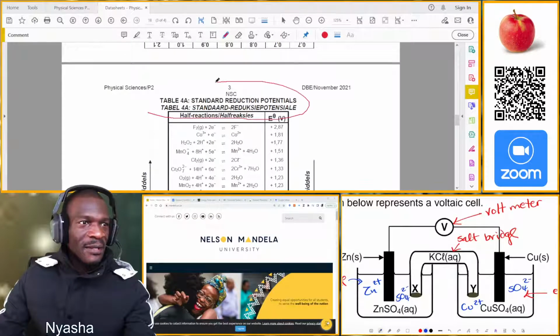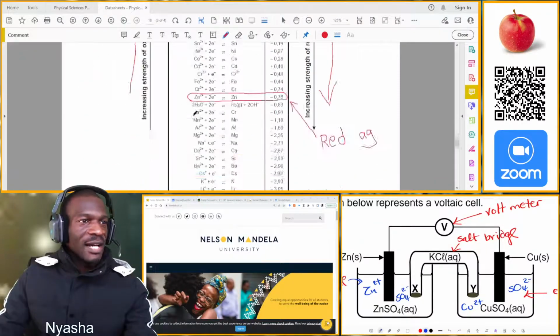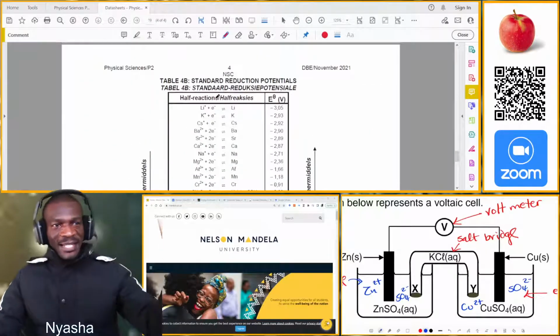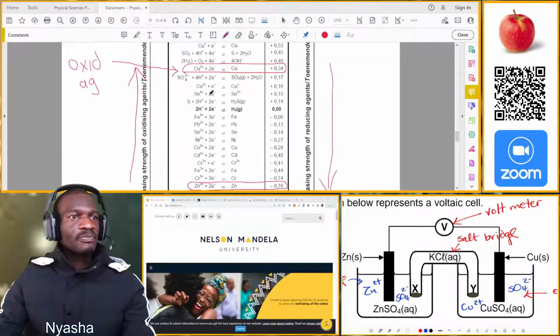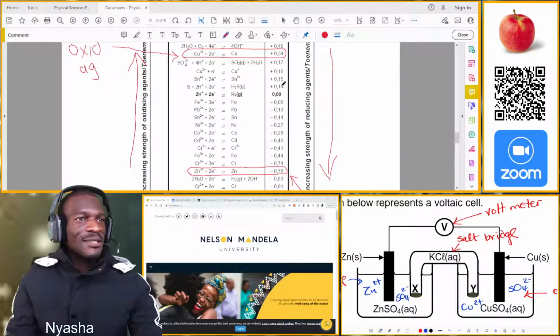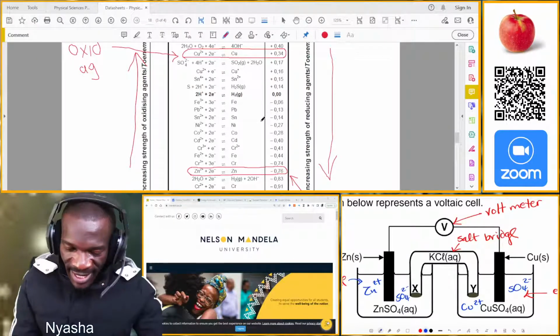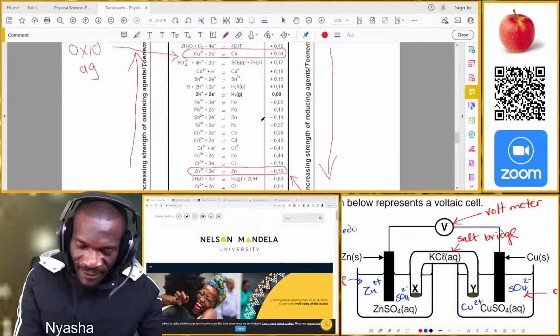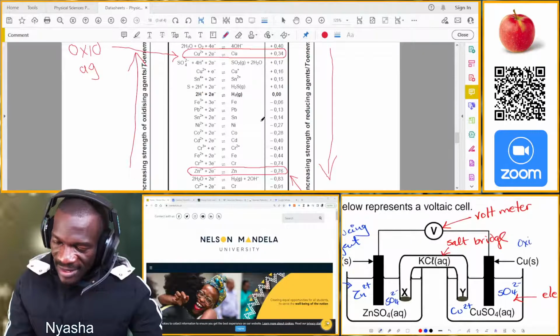Using this part of the table. Remember, you have another part of the table which is arranged in a different format. So you choose which you are comfortable with. However, the data are all the same. Right, so here we're happy. We've seen that our zinc is the reducing agent, and our copper is the oxidizing agent.